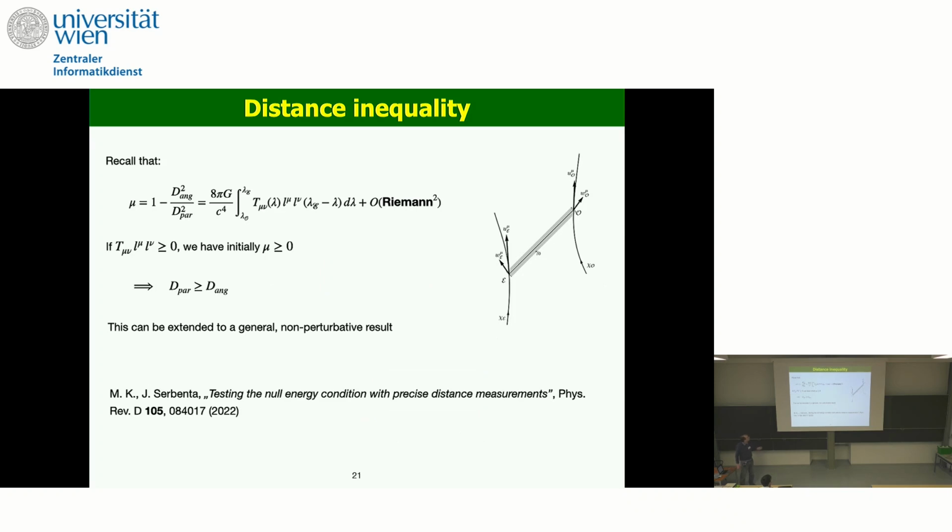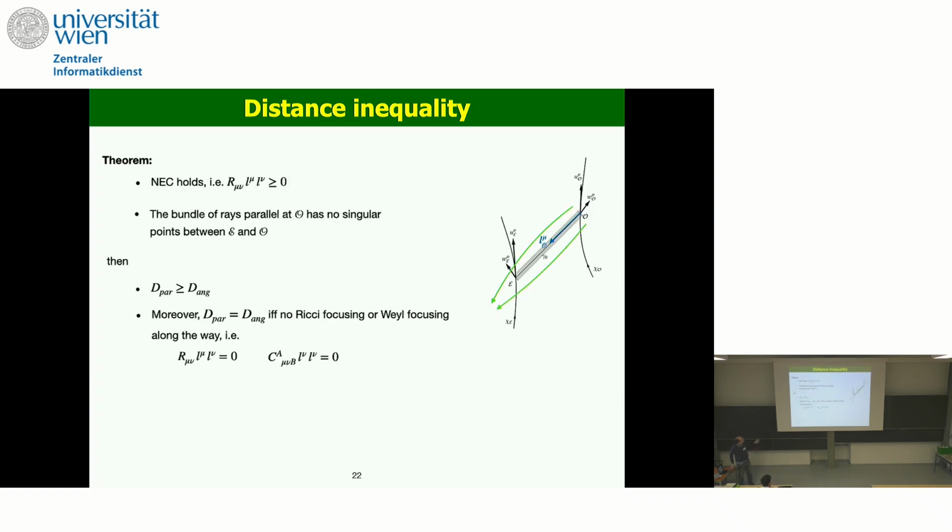We also managed to prove a bit more general result. We managed to basically show that if the null energy condition holds, then under certain assumptions, the parallax distance has to be larger than the angular diameter distance. This is a stronger, more non-perturbative result from this paper over here. So basically, we proved that if the null energy condition holds, and there's a technical requirement, that the bundle of rays, which is parallel to O at O, has no singular points between O and E. So there is no recollapse to a line or to a point.